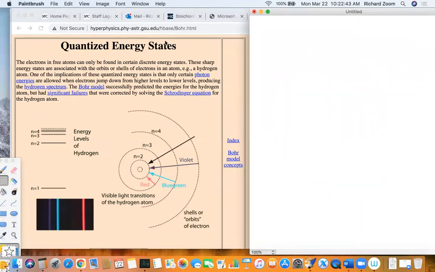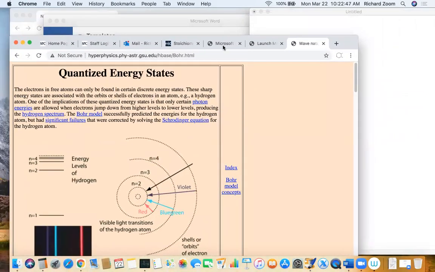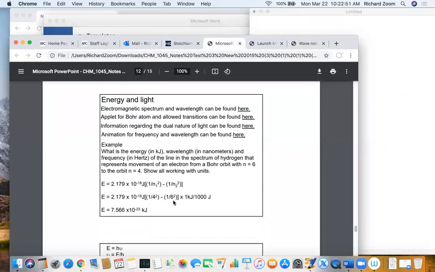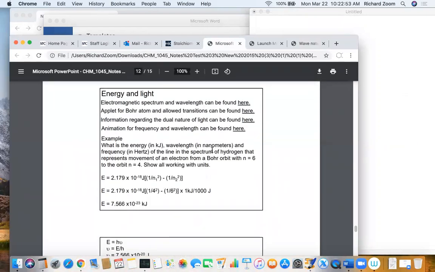So let's look at the kind of question you're going to need to be able to answer here. It says, what is the energy, wavelength, and frequency of the line of a spectrum of hydrogen that represents movement of an electron from a Bohr orbit? It'll always be something big to something smaller. This one is n equals 6 down to n equals 4.